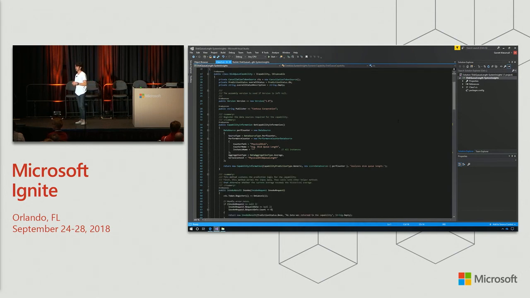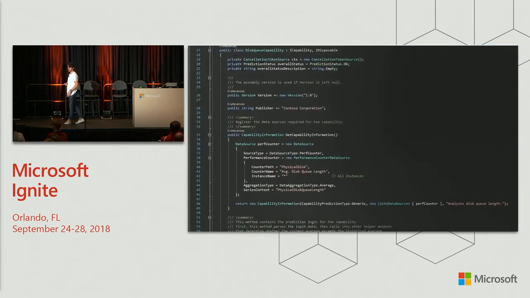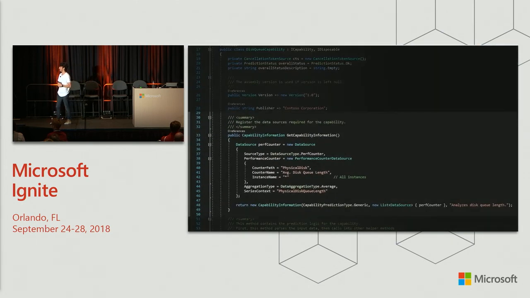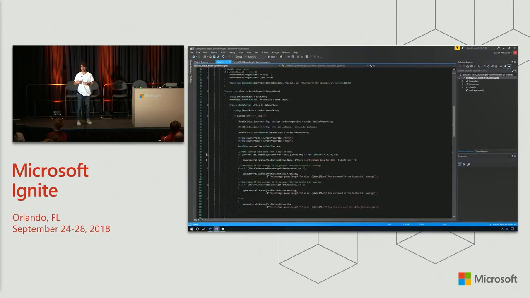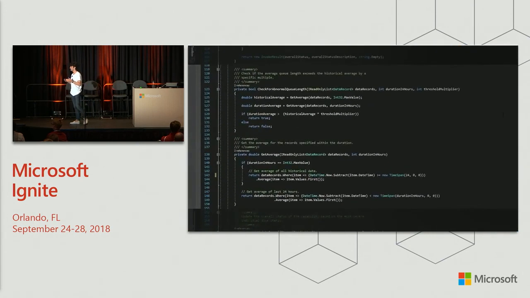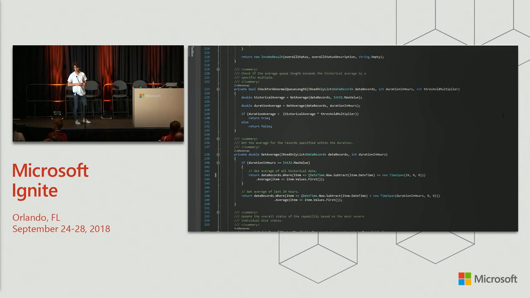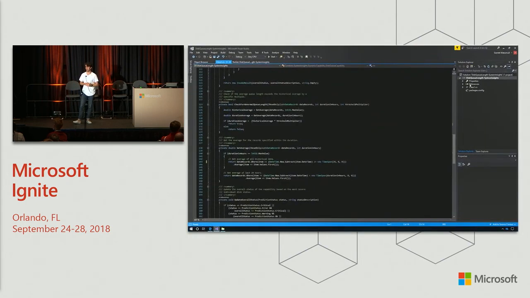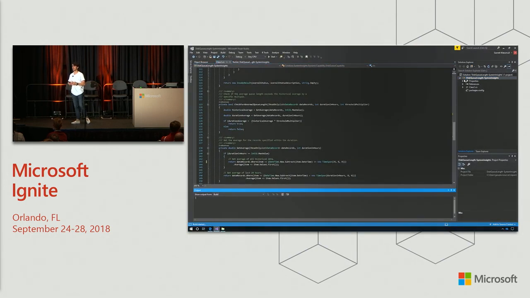And I wanted to point out 2 things. First, this is all it takes to register a new data source. In about 8 lines, I can say start collecting the average disk queue length, and System Insights will start doing that for me. Next, this is the entirety of the prediction logic. It determines if the average queue length has exceeded the historical average by a specified multiplier. The rest of this is about 150 lines of just parsing that input data and outputting the result correctly.